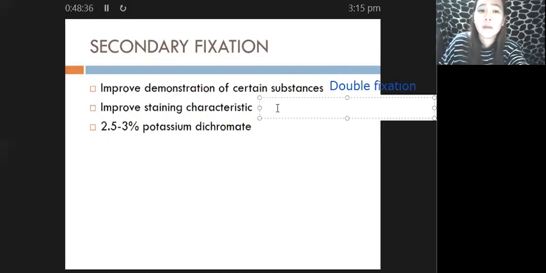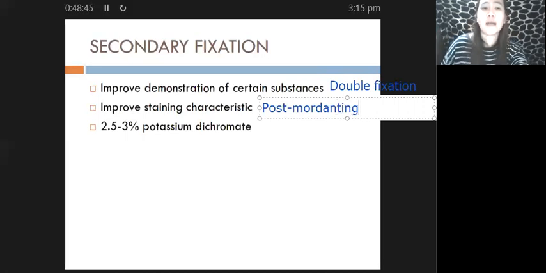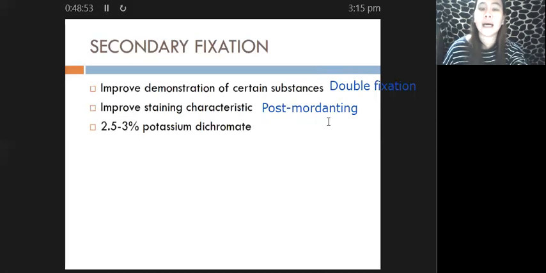So in particular, this type of secondary fixation is referred to as post-mordanting. Okay, so when we say mordant, the term refers to a substance which will facilitate the staining procedure later on. Remember that the fixation process has to be compatible with the staining technique that you are going to use later on. So in order to enhance the compatibility of your fixation procedure to that of your staining technique, you can perform secondary fixation. In particular, we call this secondary fixation post-mordanting. Okay, so it will improve the staining characteristic of your tissue sample.